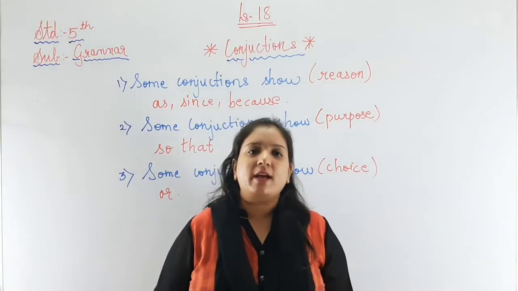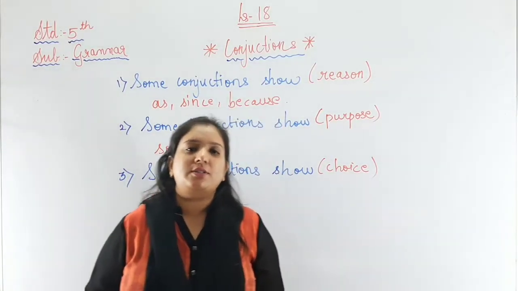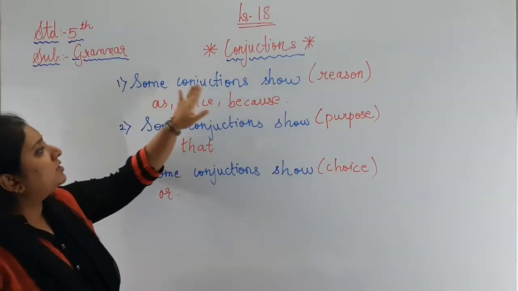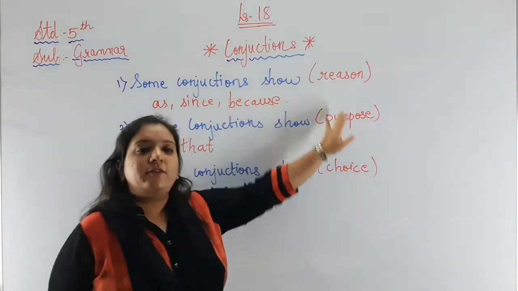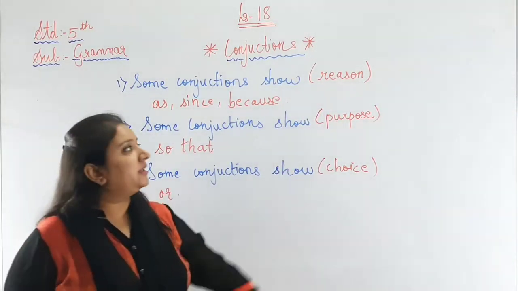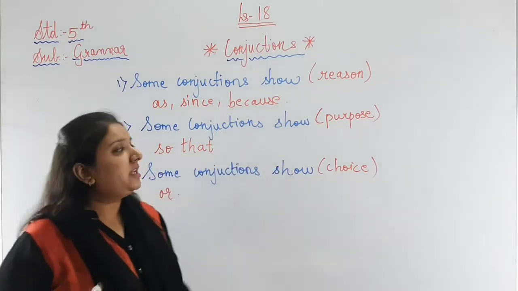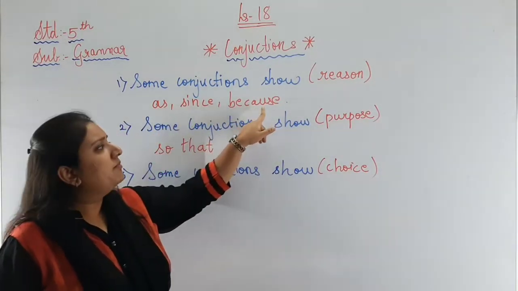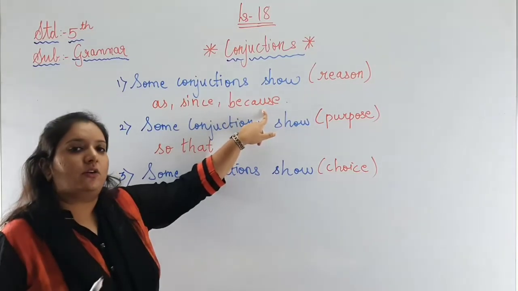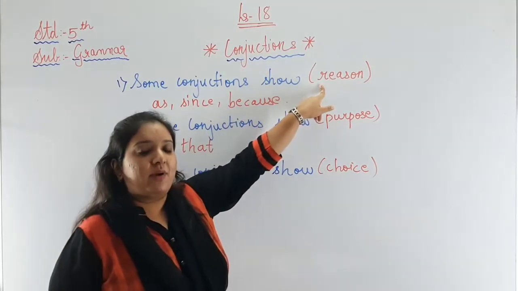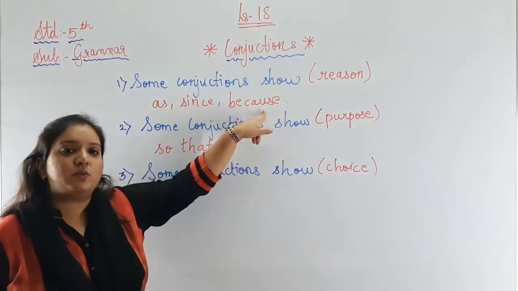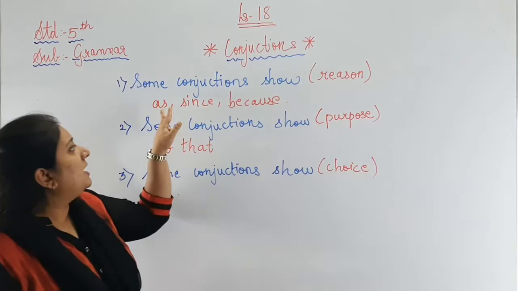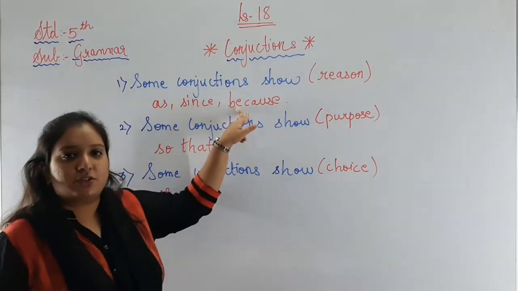So now you will say, ma'am, where to use these conjunctions and how to use these conjunctions? For example, some conjunctions show reason. If you find a sentence and you feel that there is a reason in the sentence, then you can add conjunctions like as, since and because. Because my feet were hurting, I took off my shoes. That was the reason why I took off my shoes: because my feet were hurting. So if you find the reason in the sentence, then we can add as, since and because.